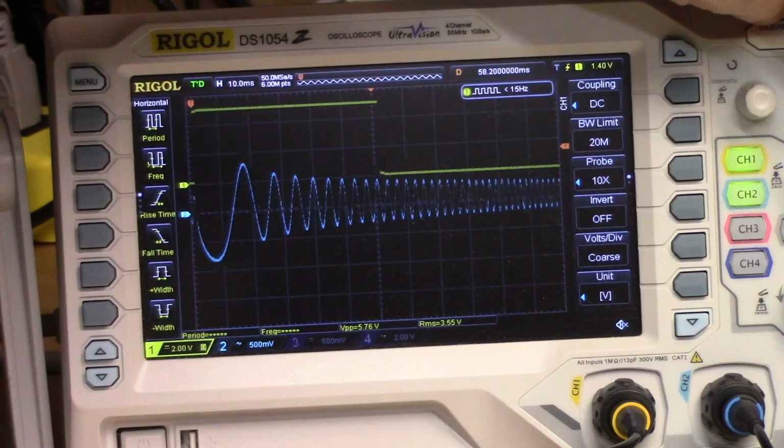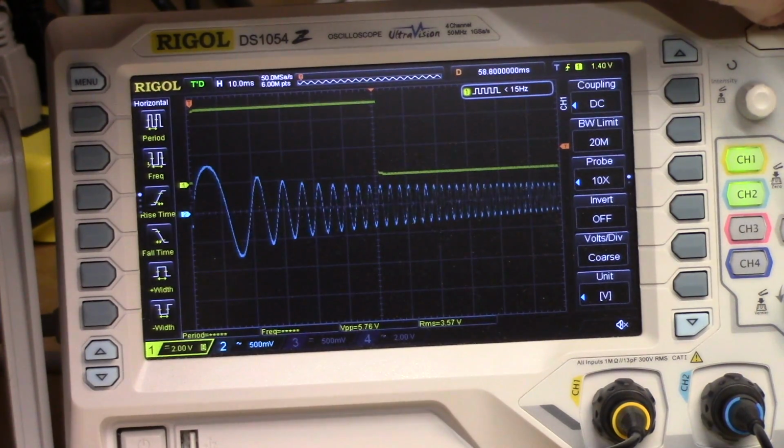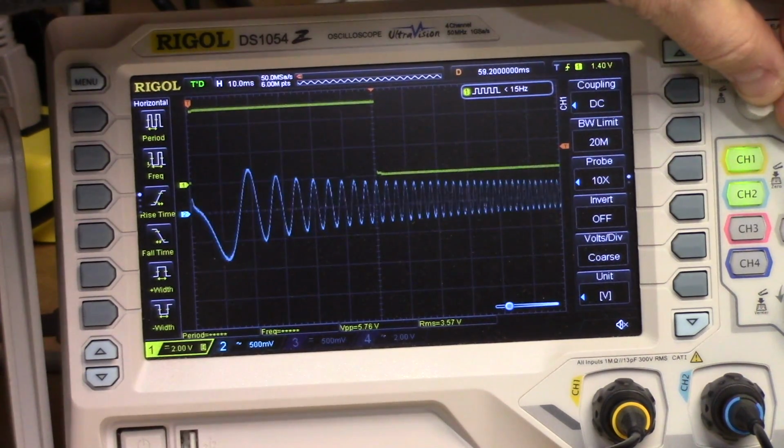I always want to go back. For some reason, I want that adjustment to be here.